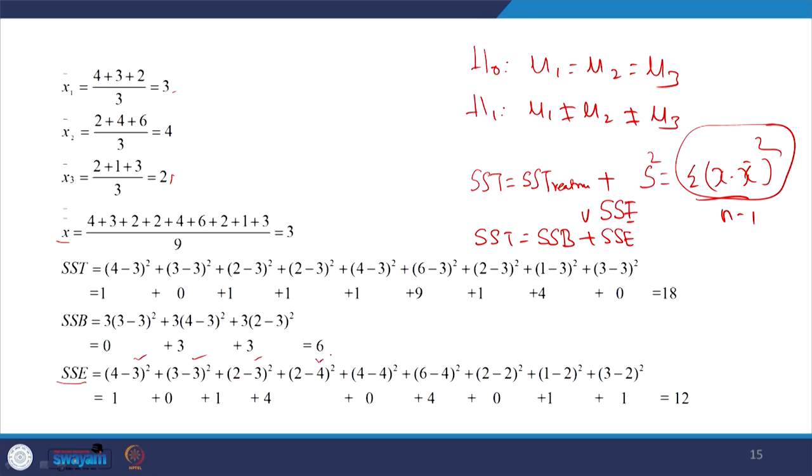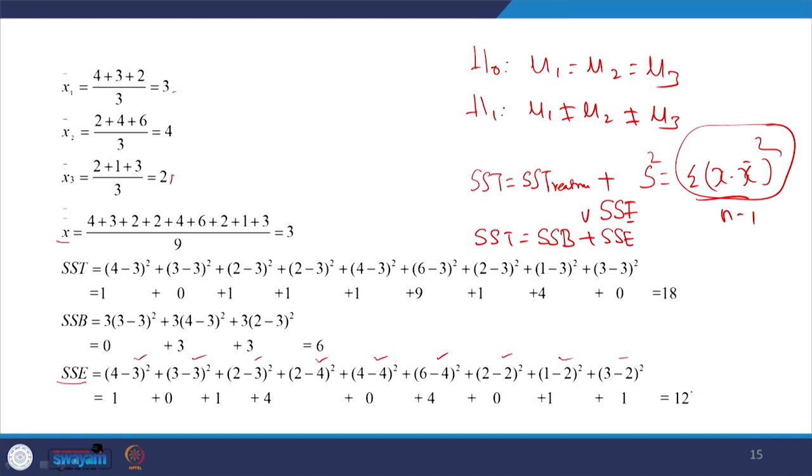This 4 represents the mean of the second column, and 2 represents the first element in the second column. So, 2 minus 4 whole square plus 4 minus 4 whole square plus 6 minus 4 whole square. The third one: this 2 represents the mean of the third column, and this 2 represents the first element in the third column. So, 2 minus 2 whole square plus 1 minus 2 whole square plus 3 minus 2 whole square. When you simplify that, it is 12.